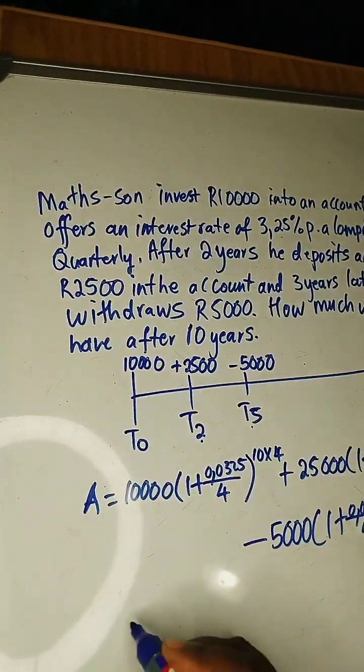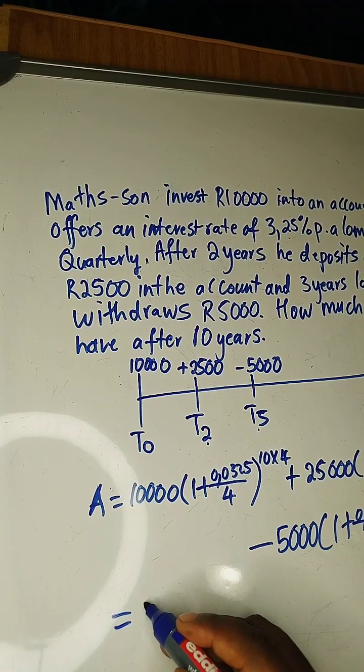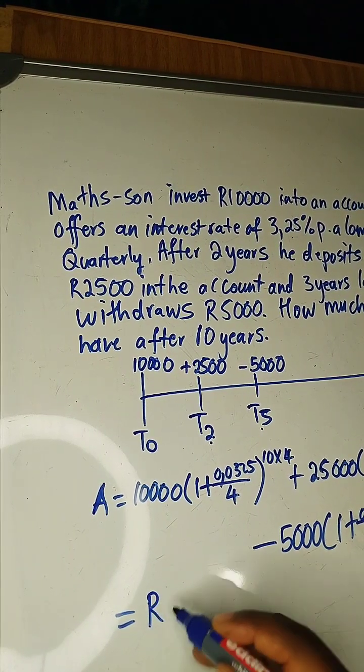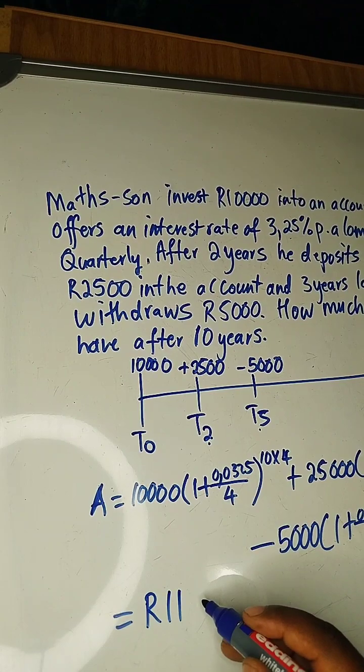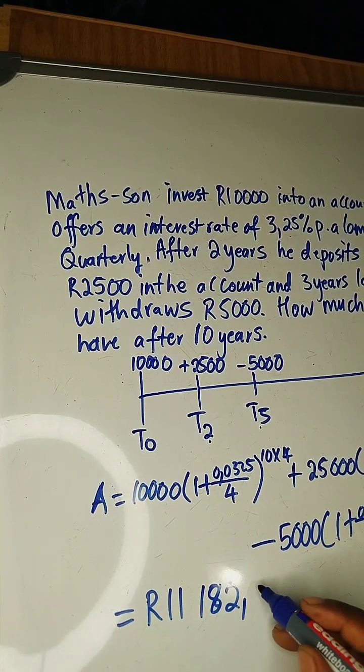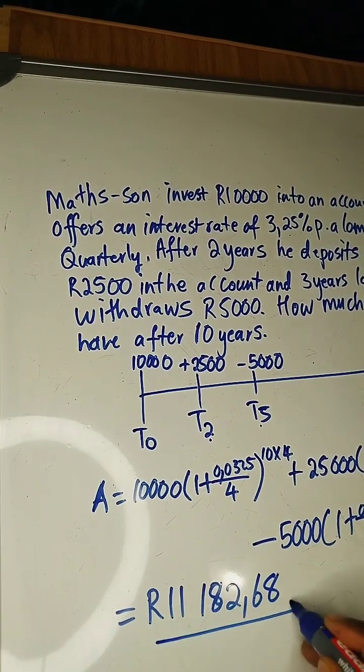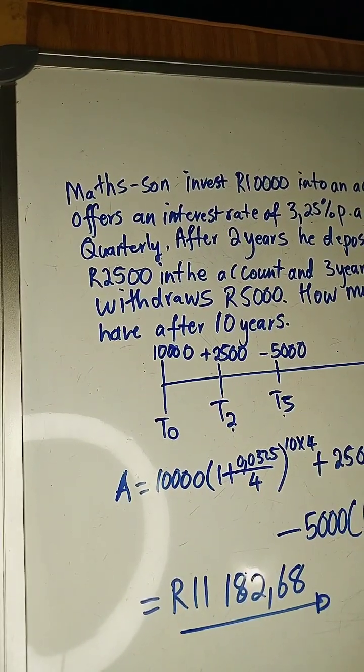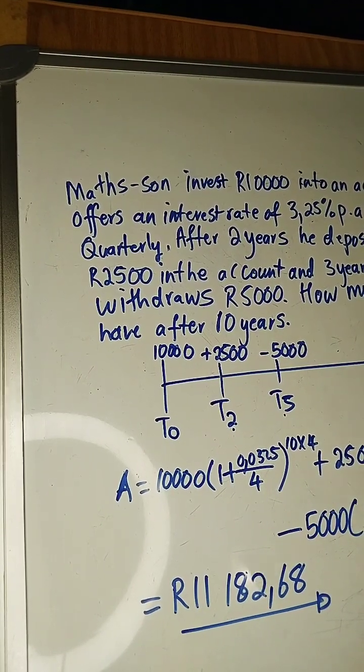So our answer here should be, I think, 11,182.68. That is our answer for this one. Now remember, every time you read your statement clearly, you underline, then you do your timeline. This is what you do. Now let's check the other method where we have the change of the interest rate.